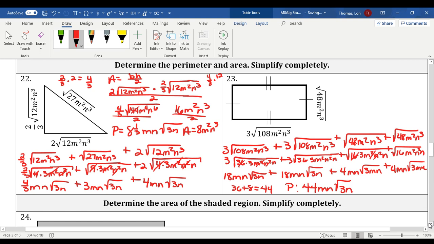I think I wrote an m here and we did not need that, so let's erase that. Yeah, we'll just write that a little bit better.